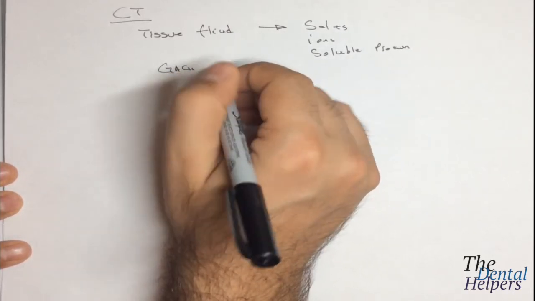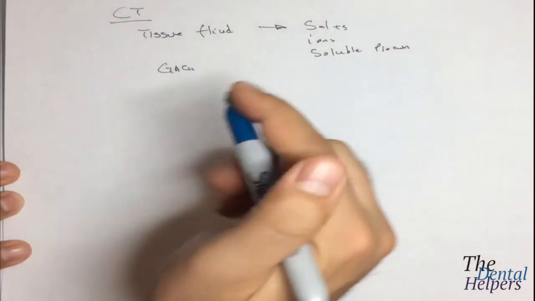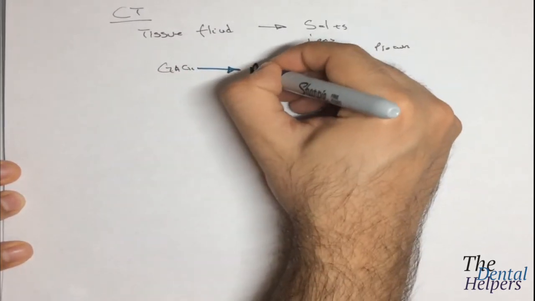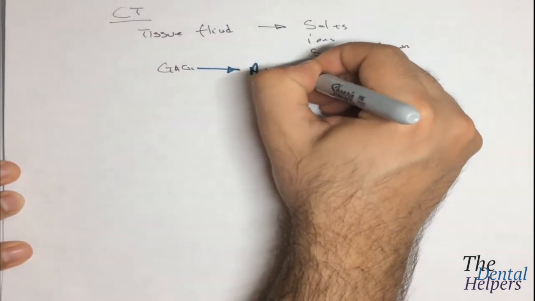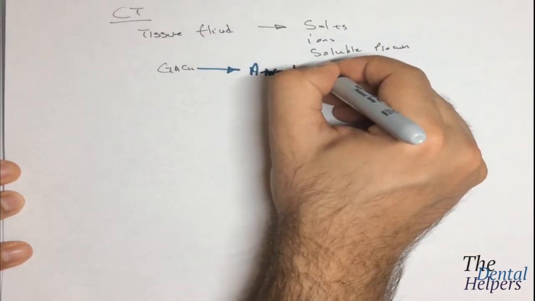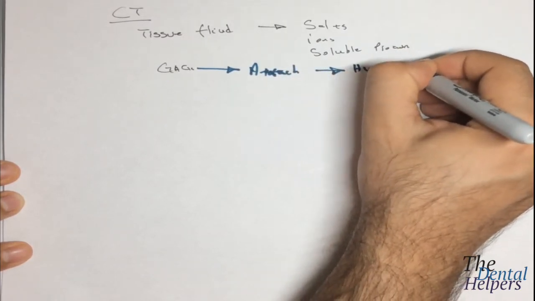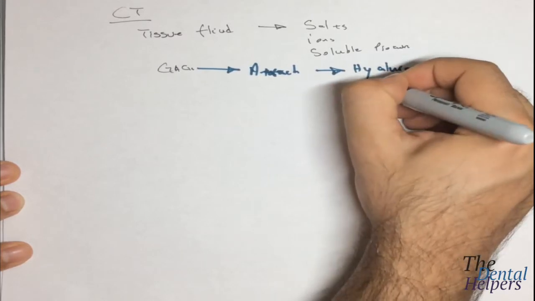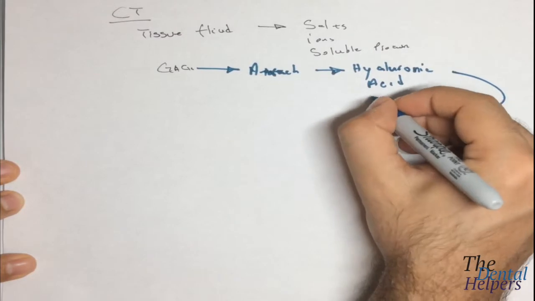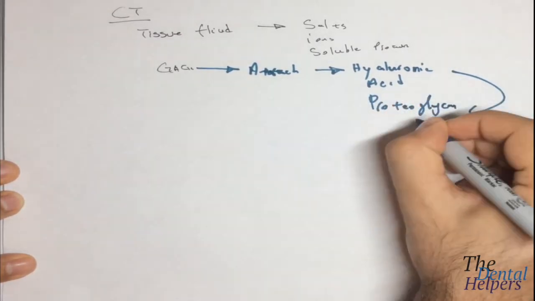And so what happens is a GAG is going to basically attach to proteins to form a proteoglycan, and then that is going to attach to hyaluronic acid, and then this is going to lead to the proteoglycan aggregate.